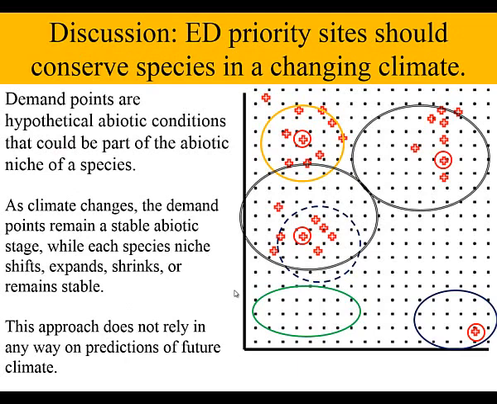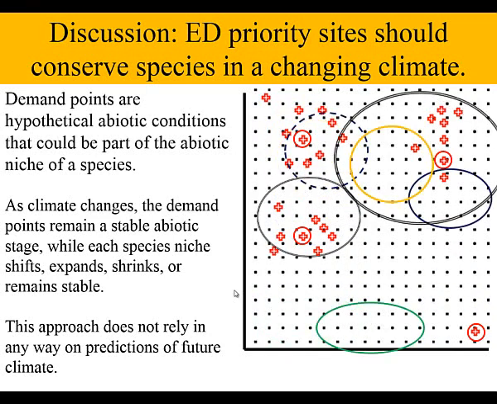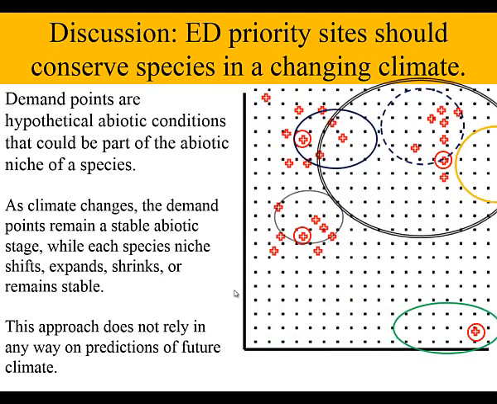Another advantage is that I think we can use this ED approach to prioritize sites for conserving species in a changing climate. Again, recall that the theoretical construct behind this model is that these demand points are representing environmental niche space that species could occupy. So we know with climate change that these niche spaces of species are going to change as the climate changes. So all these circles are going to move. Some are going to get big, some are going to get small, stay in place and get bigger or smaller, or move or not.